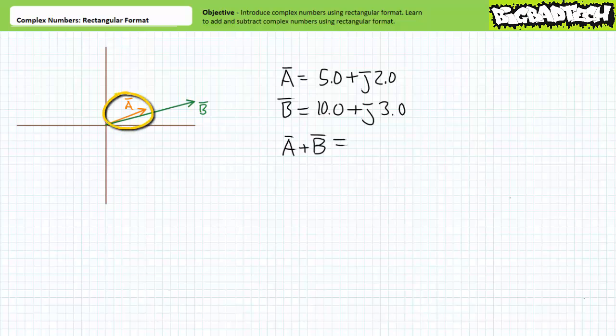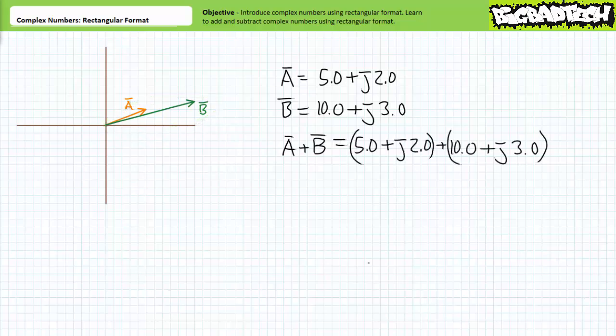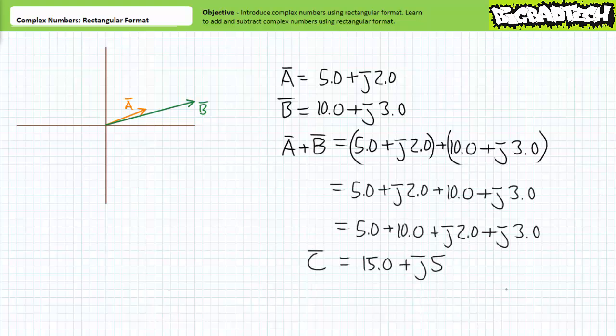This places us positive 5 units horizontally and positive j2 units vertically in the first quadrant. B has a value of 10 plus j3. This places us positive 10 units horizontally and positive j3 units vertically, also in the first quadrant. Note I'm enclosing each complex number in parentheses when I start this problem. You'll understand the utility of this in a moment. Real with real, imaginary with imaginary.